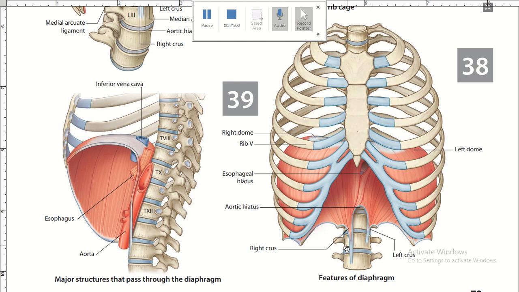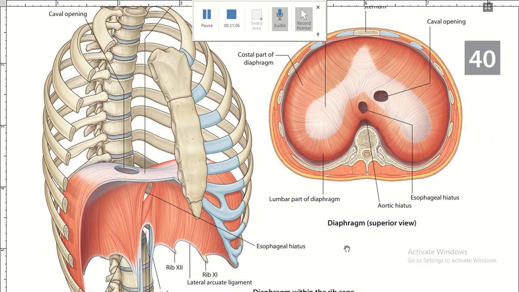So let us go to clinical. The clinical point for the diaphragm is that embryologically, this diaphragm is formed from four structures: the septum transversum that forms the central tendon, the pleuroperitoneal membranes, the dorsal mesentery of the esophagus, and the myoblasts. Remember, embryologically there are communications between the thorax and the abdomen, which I called the pericardioperitoneal canals.